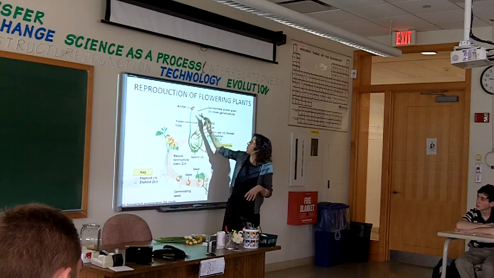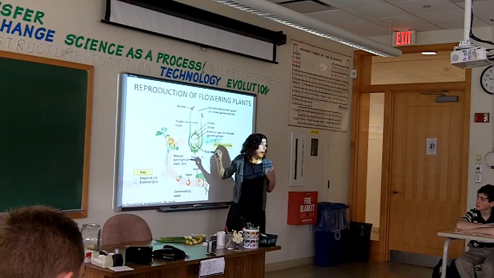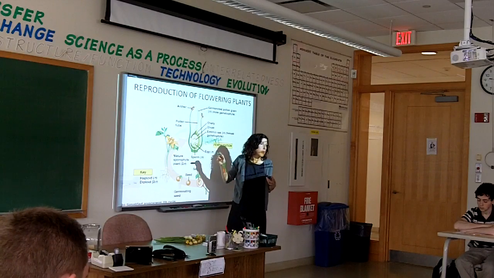The sporophyte makes spores, two different kinds of spores, microspores and megaspores. Megaspores grow into female gametophytes. Microspores grow into male gametophytes.